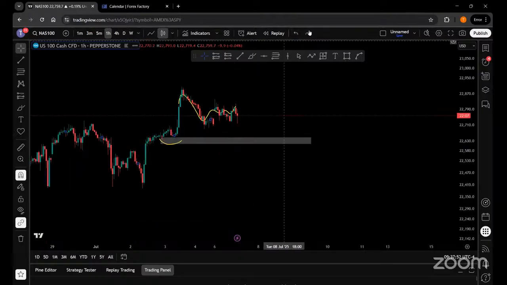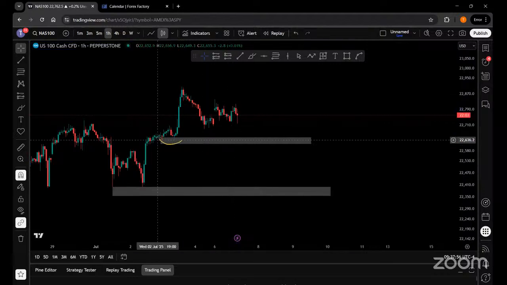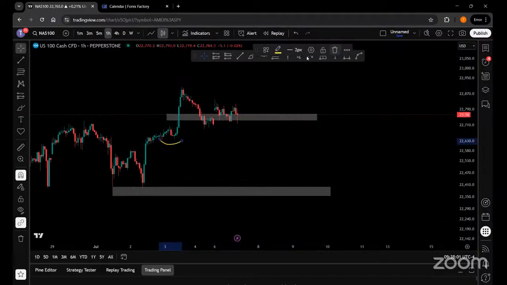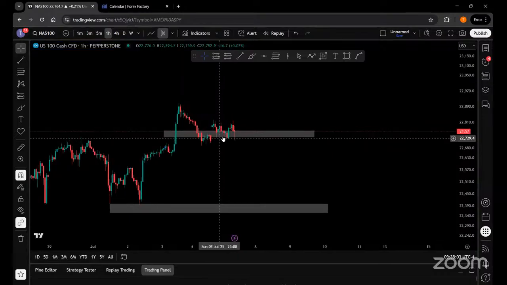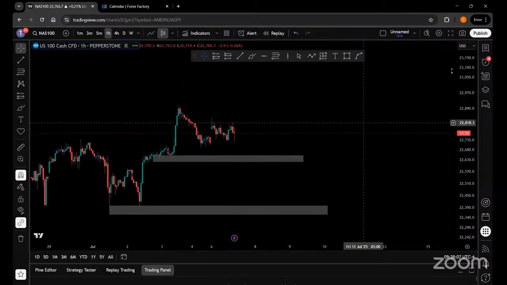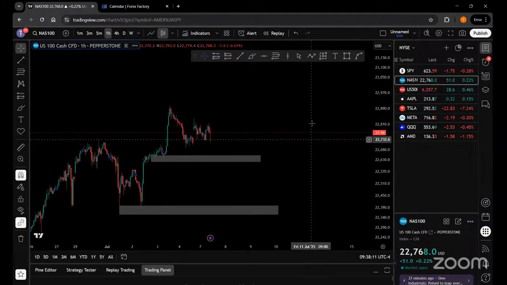Okay, so let me mark the levels as well. Let me delete this and this. Okay, so this is the major outlook for SPY and the major outlook for NAS100. If you have any queries, you can put them in the comment section. I'm watching the comment section as well. So now let's go on to some scripts.